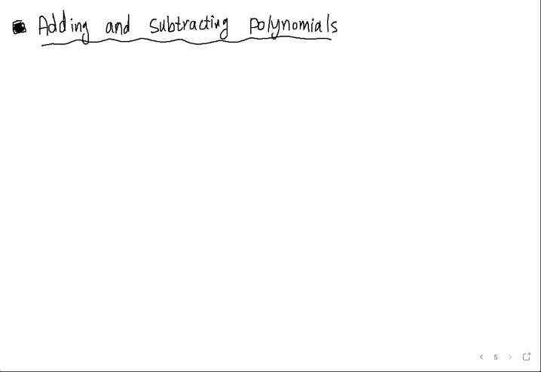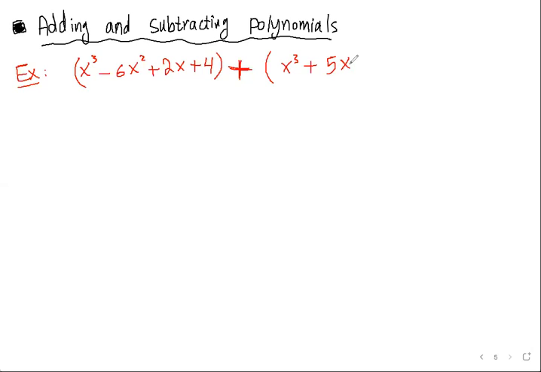I will start by giving you an example, and from the example I will explain how we can add and subtract. First example: if I have x to the power 3 minus 6x to the power 2 plus 2x plus 4. This is a polynomial, okay? Plus we need to add it to another polynomial: x to the power 3 plus 5x squared minus 7x.